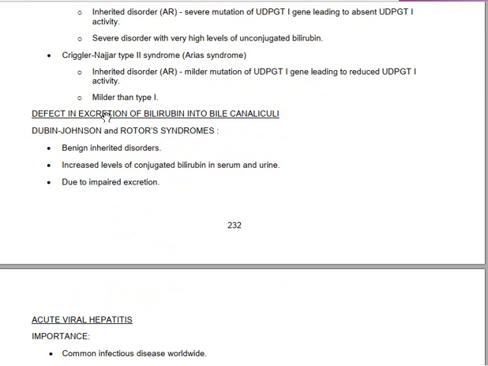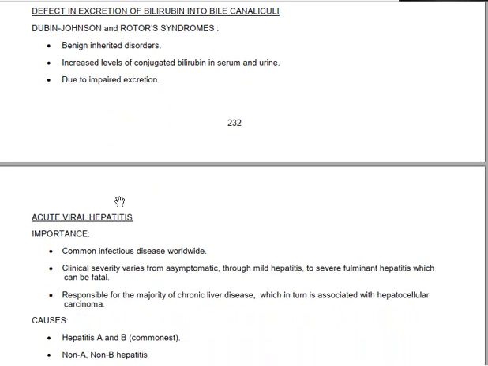So, defect in excretion. When you have a defect in excretion, it can be Dubin-Johnson syndrome or Rotor syndrome. This is a benign inherited disorder where you have an increased conjugated bilirubin in the serum. Is it clear? Conjugation occurs normally, but there is going to be increased conjugated bilirubin because of decreased excretion.